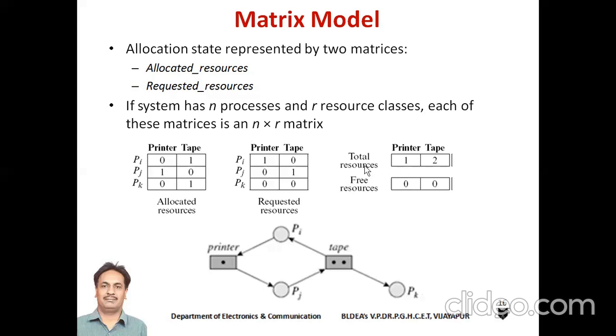Of course, we have a total of 1 printer and 2 tape drives. However, 1 printer is allocated to process PJ, and out of 2 tape drives, 1 tape drive is allocated to the process PI, and 1 tape drive is allocated to the process PK. That's why right now, if you consider, the free resources will be 0, 0.